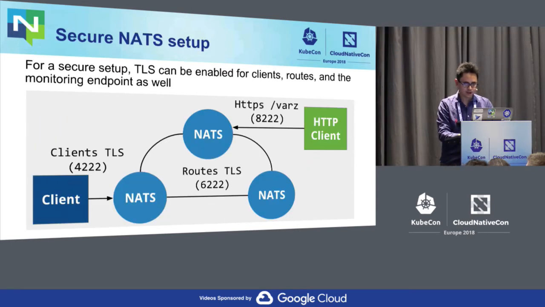Complete secure NATS setup would involve both securing the port for the TLS for the clients, and also you can use a different set of certificates for the clustering peers. And also you can expose the HTTP endpoint to use HTTPS to be able to securely scrape the metrics.